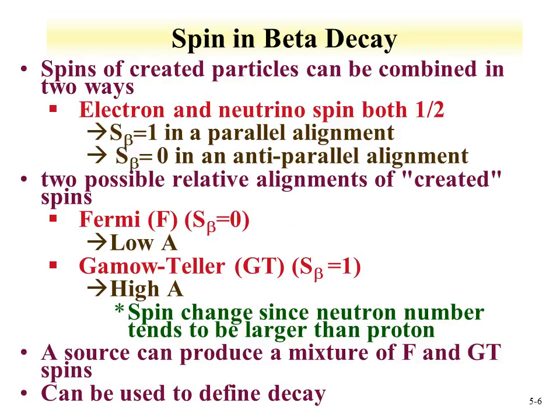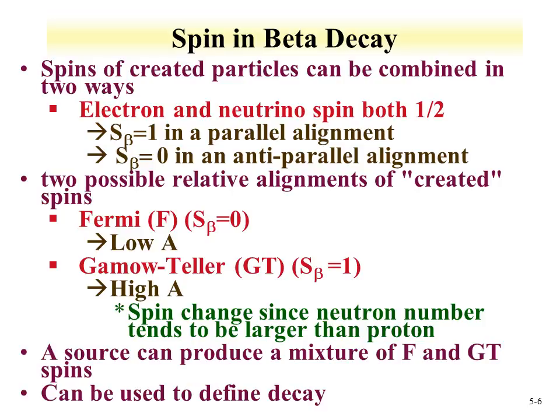The electron and neutrino spin can be aligned or anti-aligned during decay. So if they're aligned, if they're parallel, the spins will sum up, so the spin change will be on the order of 1, either +1 or -1. If they're anti-parallel, if they cancel, the spin change will be 0. So there's two possible alignments for the spins. One is Fermi, where the spin change is 0. These are dominant at low A isotopes. And Gamow-Teller, where the spin change is 1. And these tend to be observed at higher A.